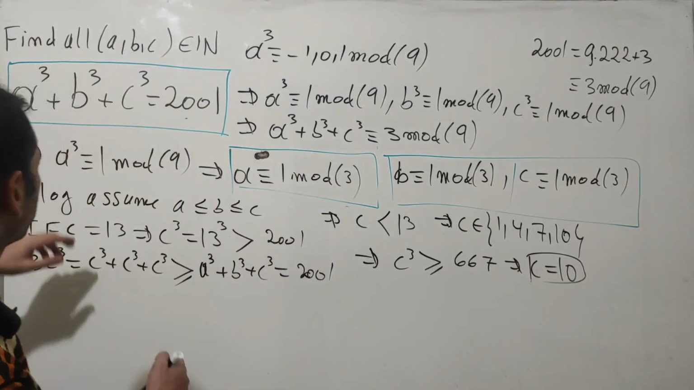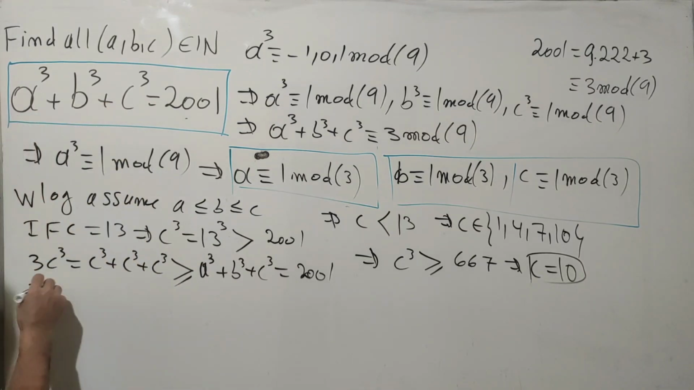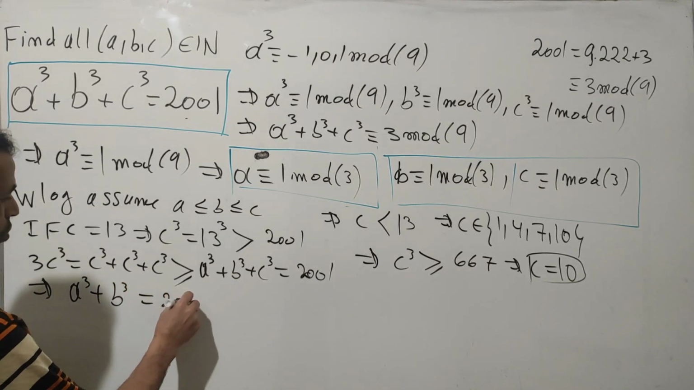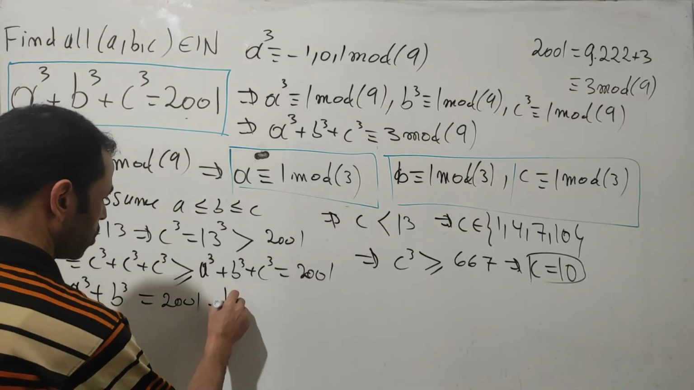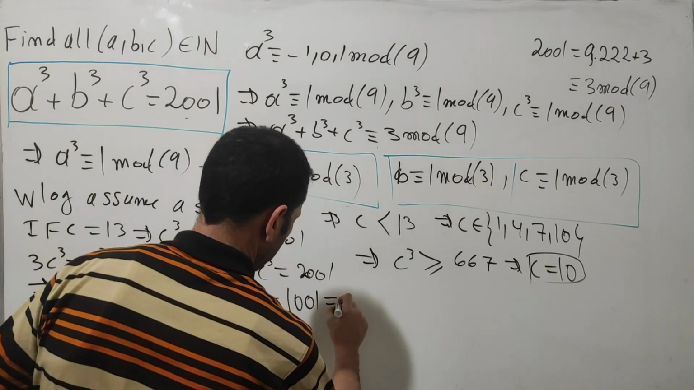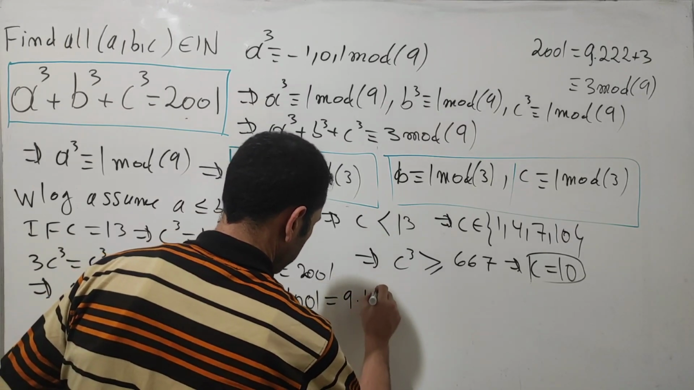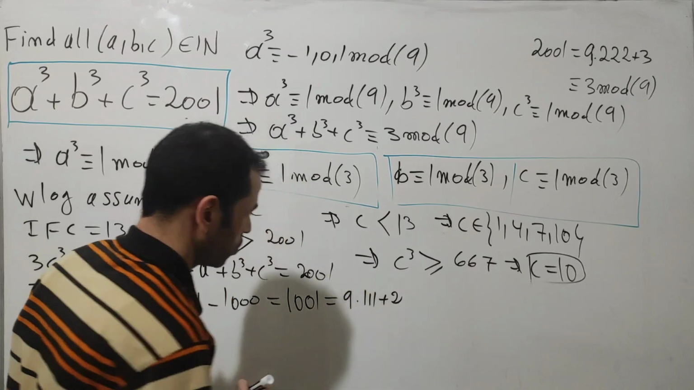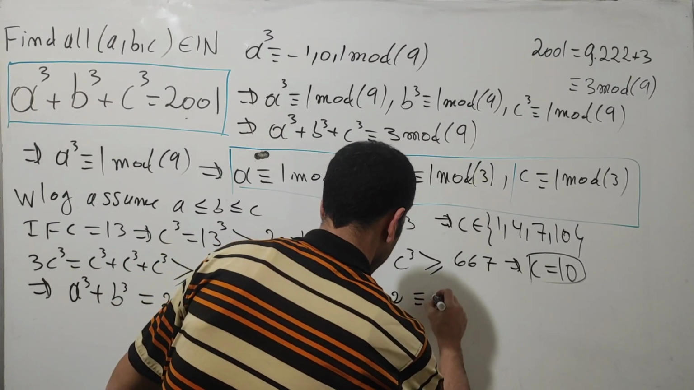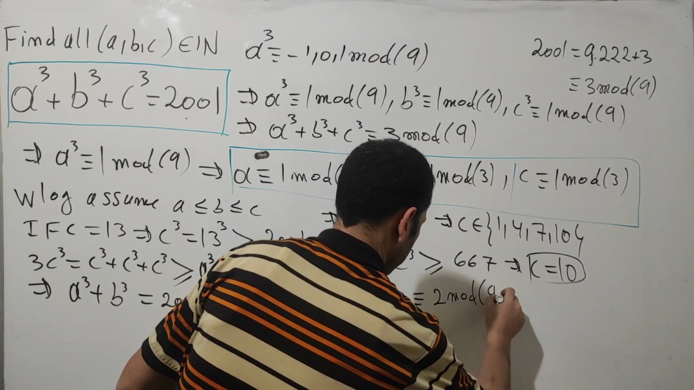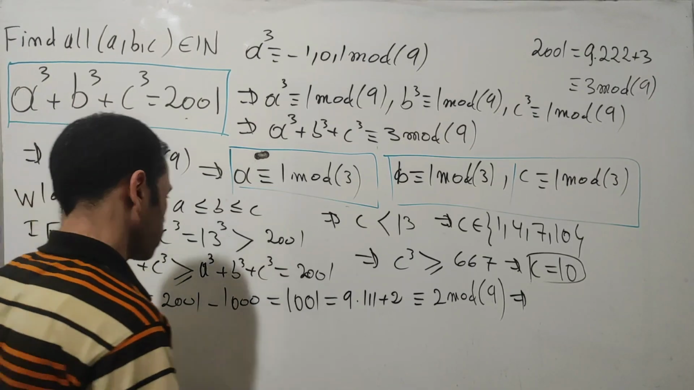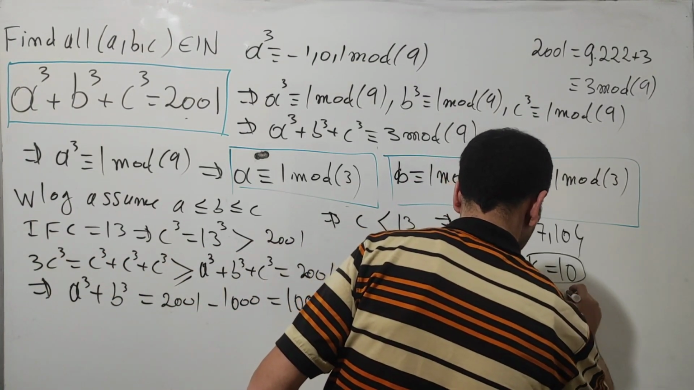So let's replace the value of c into this setup to find a and b. This one is going to give us a cubed plus b cubed equals 2001, by taking this c cubed to the other side, which is 1000. 2001 minus 1000 is going to give us 1001. So this 1001 equals 9 multiplied by 111 plus the remainder 2. If you reduce this one mod 9 as I did before, this one is congruent to 2 mod 9. So it's giving us the same thing as we previously discussed, which means b is congruent also to 1 mod 3.